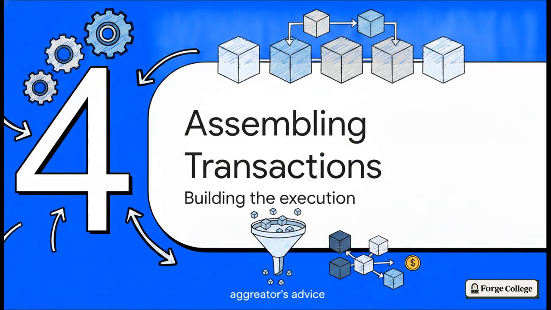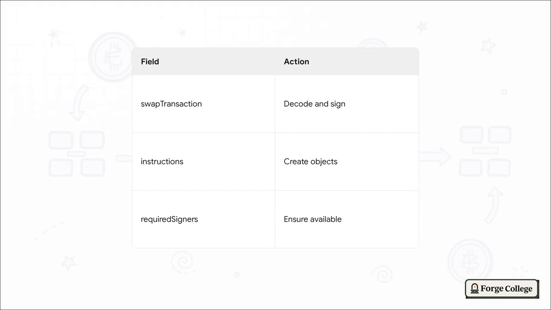Section 4, assembling the transaction. Depending on the aggregator, they might hand you a fully assembled engine, or literally just a box of parts. If they give you a pre-built base64 transaction string, boom, your job is super easy. Decode it to a transaction object and sign it. But if they hand you raw instructions, you gotta carefully assemble those transaction objects yourself, adding each instruction sequentially and ensuring every single required key pair is there and ready to sign.